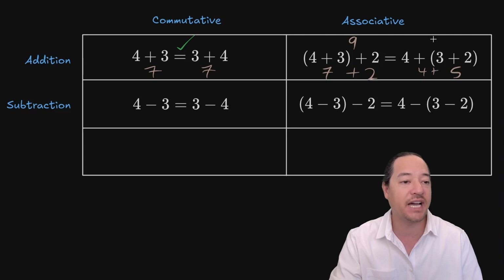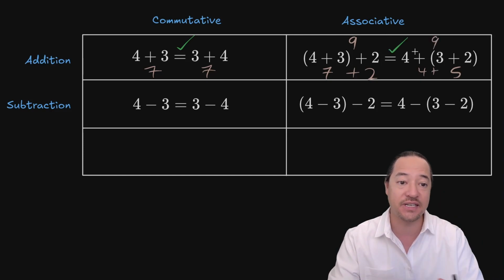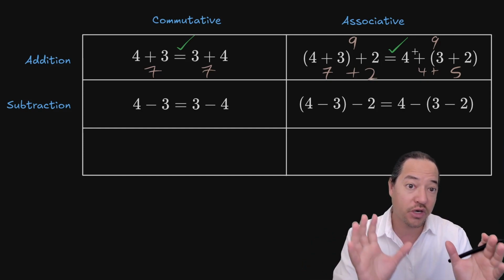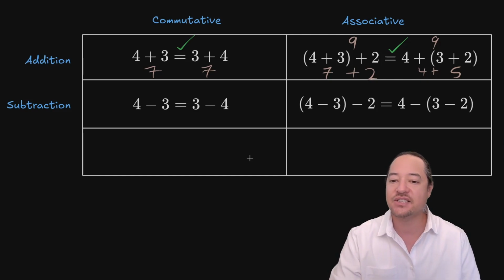And 4 plus 5 is 9. So once again, as expected, addition is associative. And that's good because the fact that these properties work means that we can manipulate algebraic expressions. Let's take a look at subtraction here.